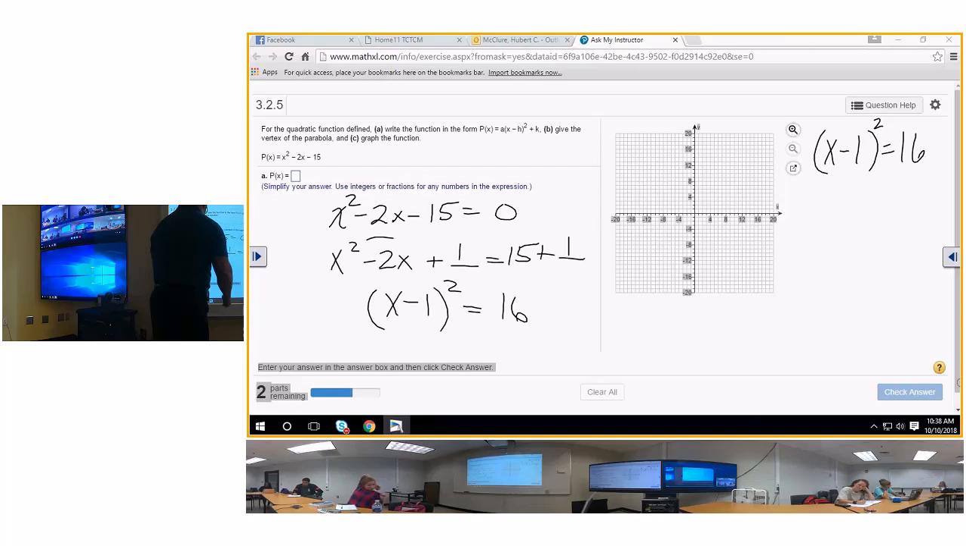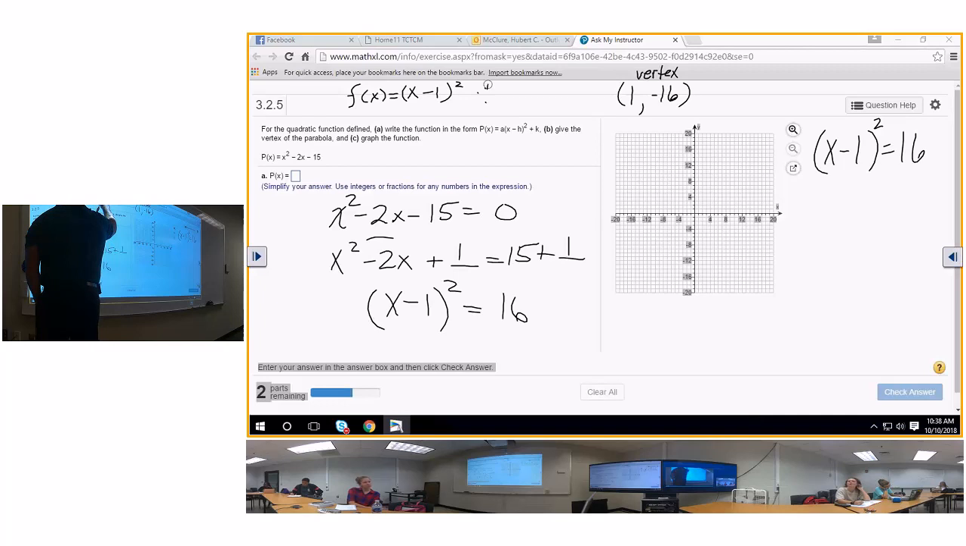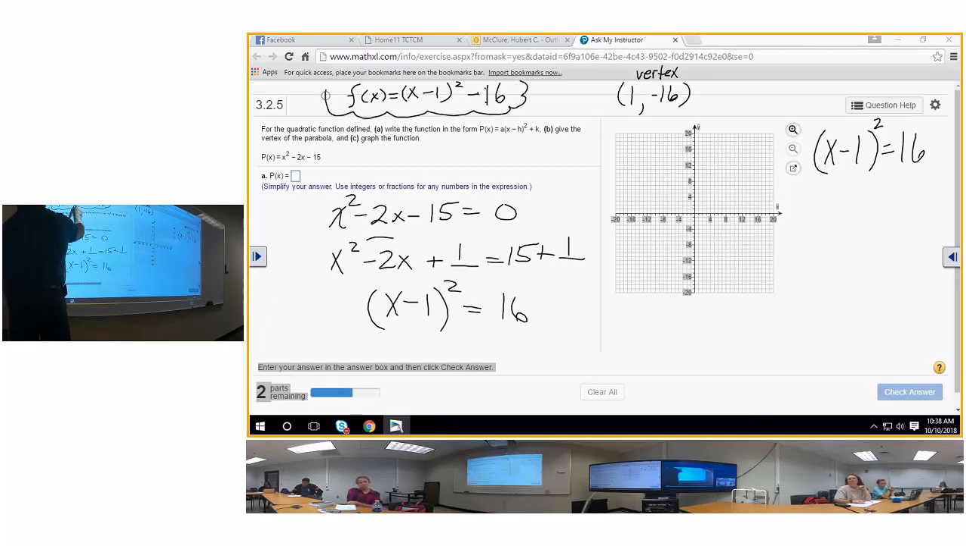What's the vertex? Positive 1 and negative what? 16. Positive 1, negative 16. That's your vertex. And then we got f of x is equal to x minus 1, quantity squared, minus 16. And that's probably the way they want it in the answer right there. They're going to want this part right here.